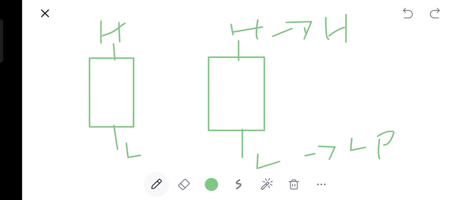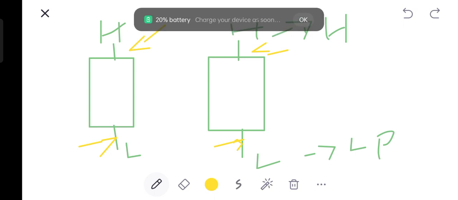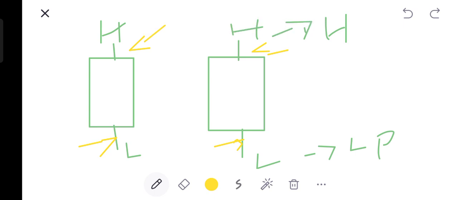These sticks, this type of stick like this, we call them wicks. Some call them shadows. We call them wicks, tails, shadows, depending on how you want to call them. Basically that's the low price and the high price. And this we call a body.